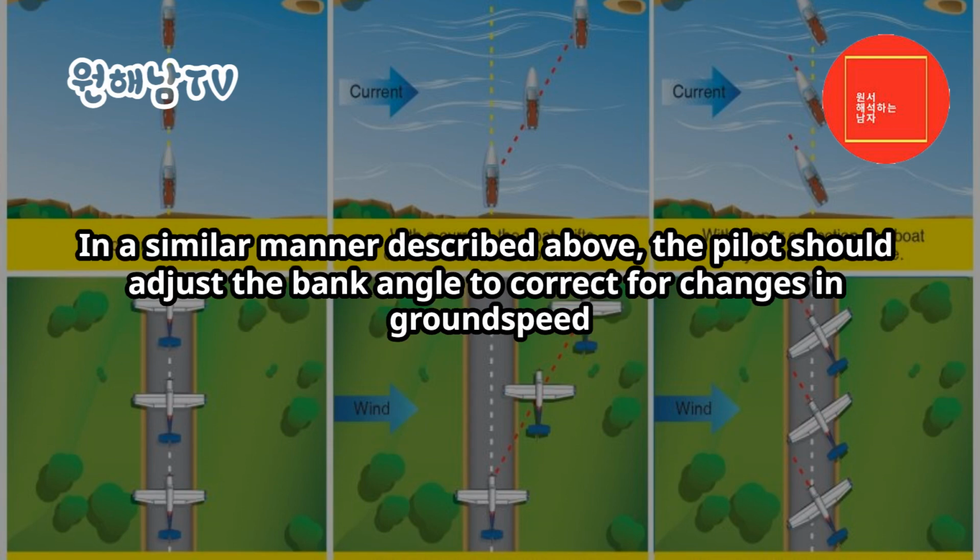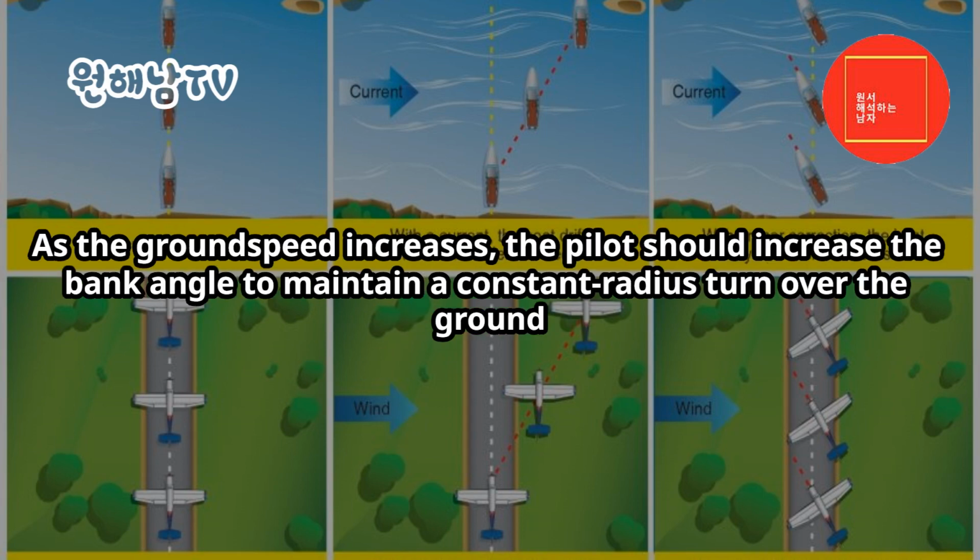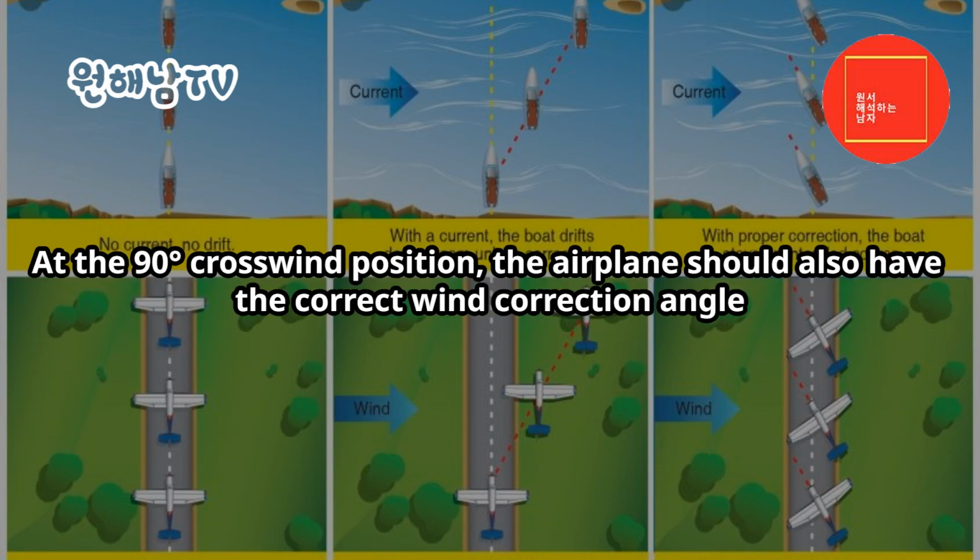In a similar manner described above, the pilot should adjust the bank angle to correct for changes in ground speed. As the ground speed increases, the pilot should increase the bank angle to maintain a constant radius turn over the ground. At the 90 degrees crosswind position, the airplane should also have the correct wind correction angle.